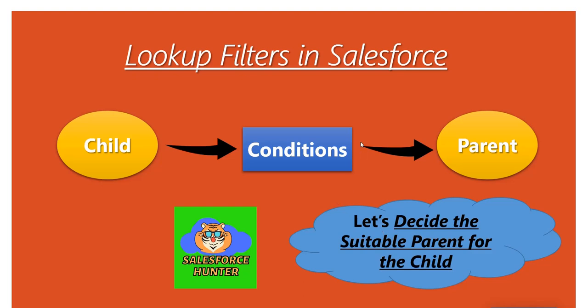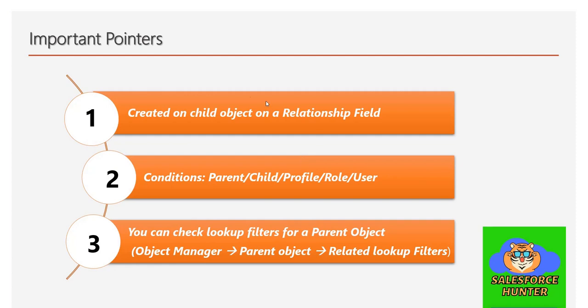Okay, now let's move to the next slide and look at the conditions as well. There are some important pointers. First, lookup filters are created on the child object on a relationship field. The relationship field is the field that you use to create the relationship between the parent and a child. On that field you create the lookup filter.